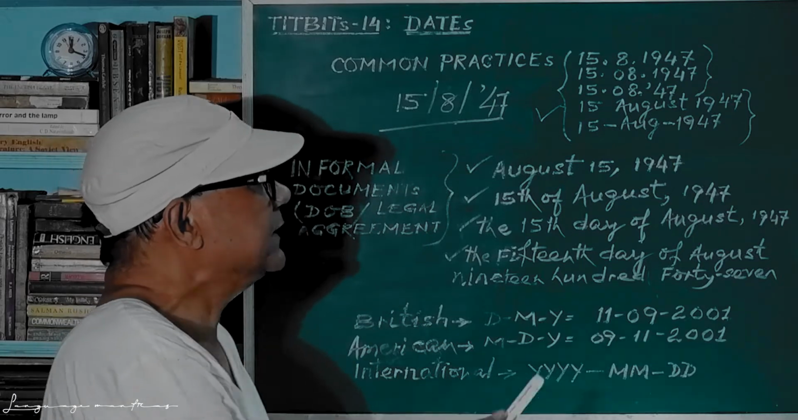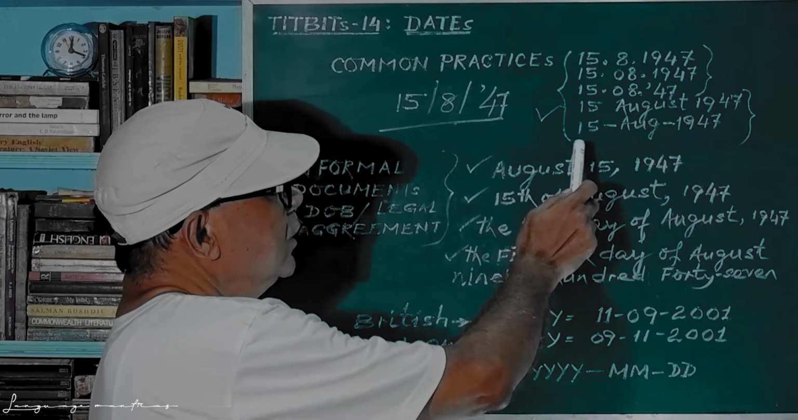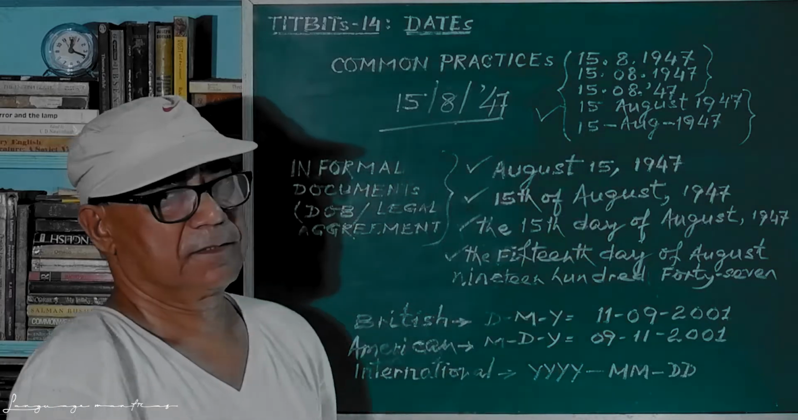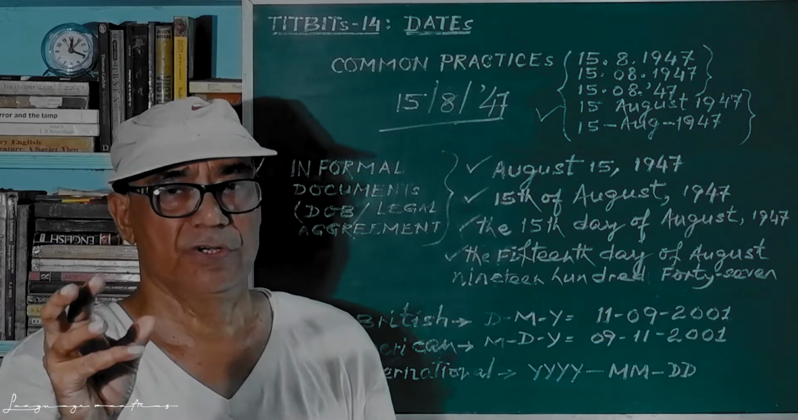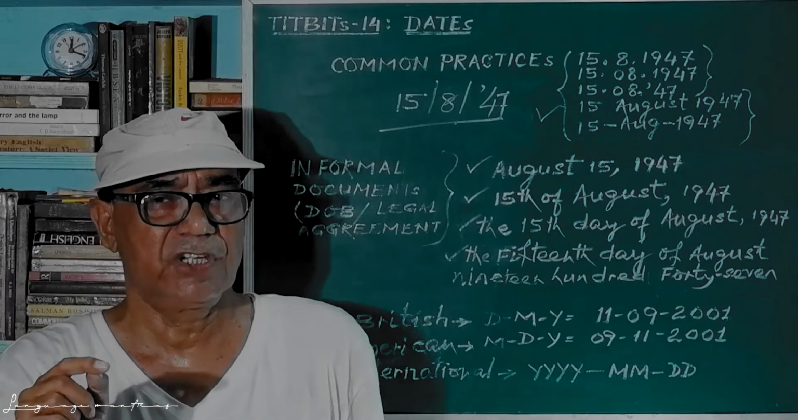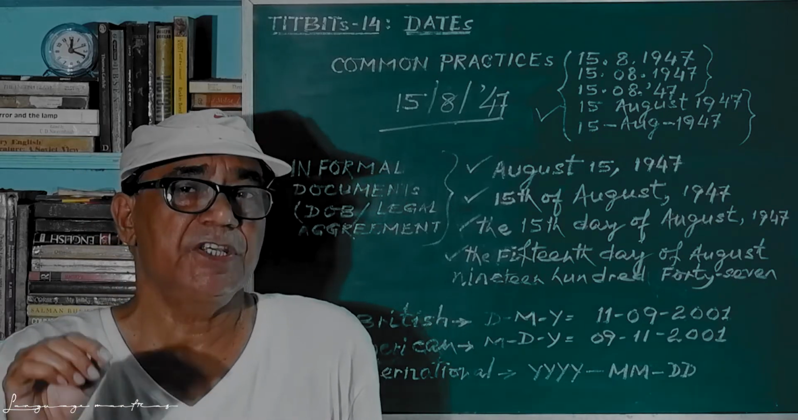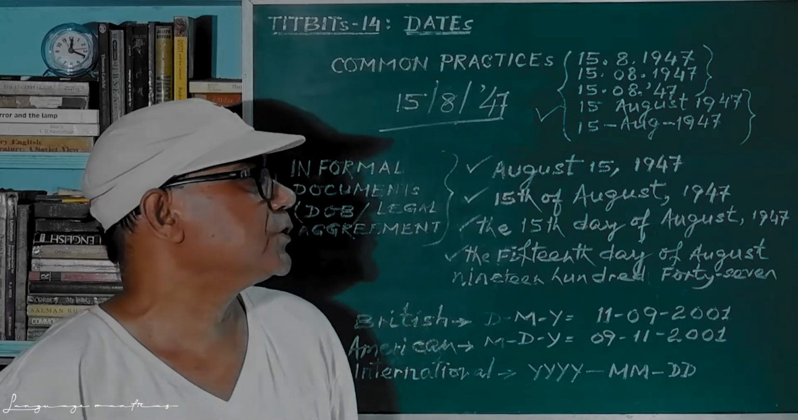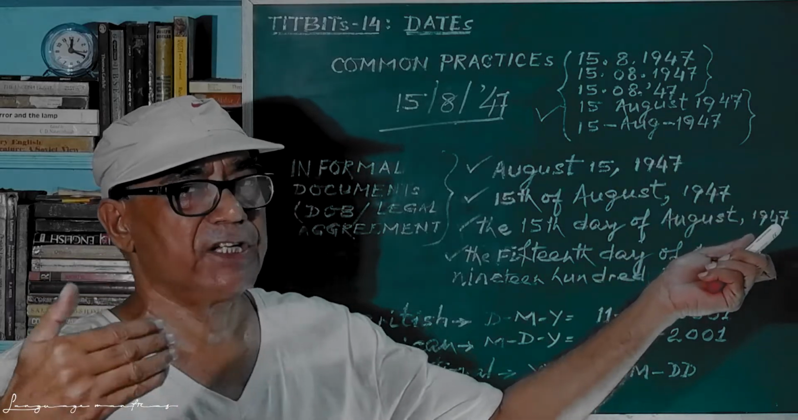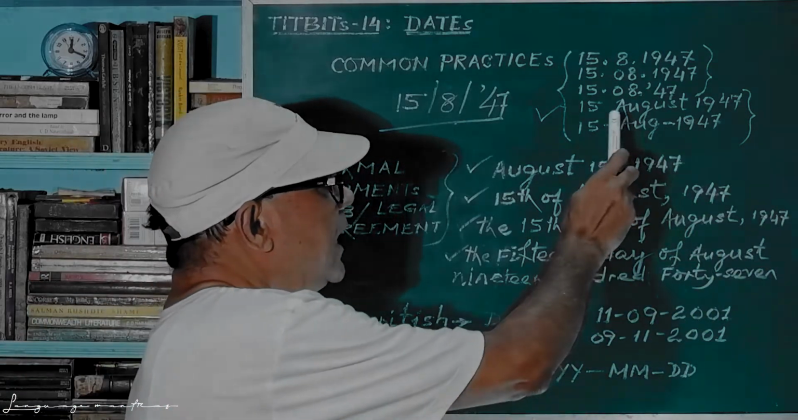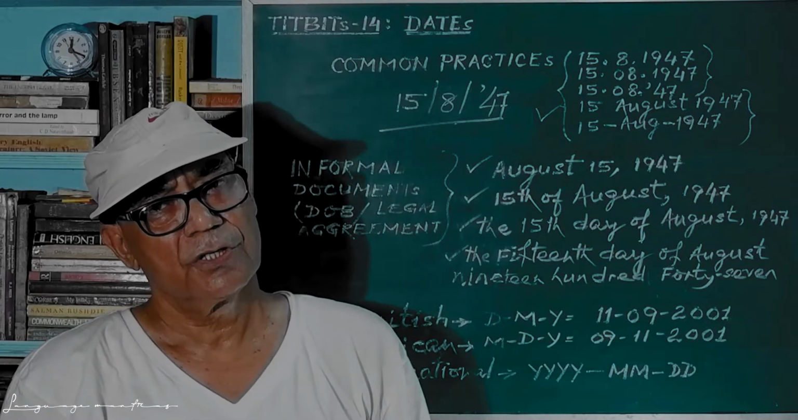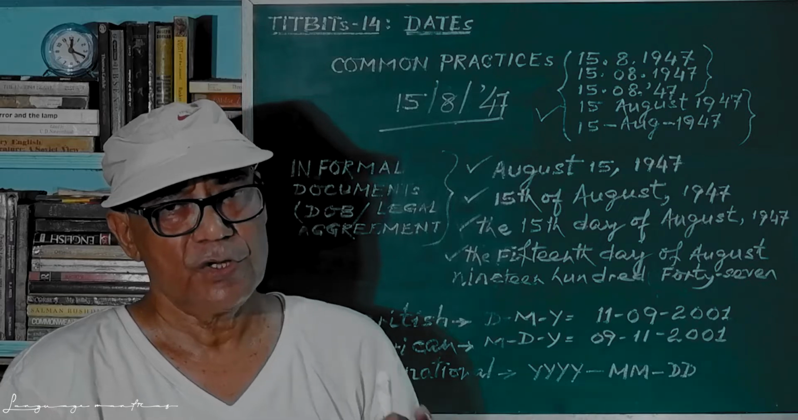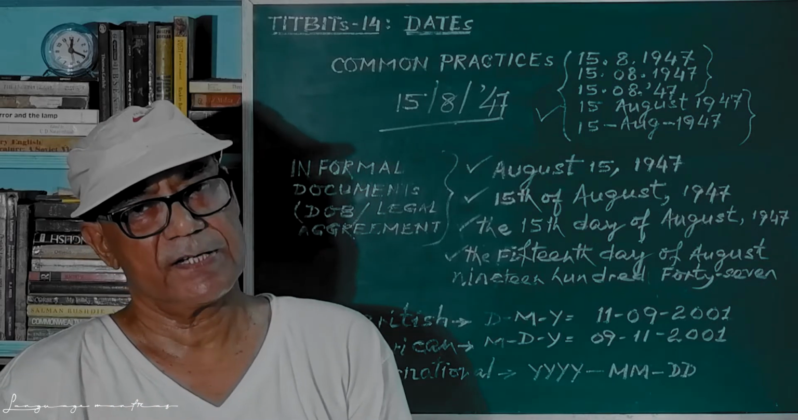Now come to the next one. 15, then space, then August in words. This time we are not using 8 or 08. This is AUGUST, then space, then 1947. Space is absolutely necessary here because we don't use divider. So space will work as a divider here.